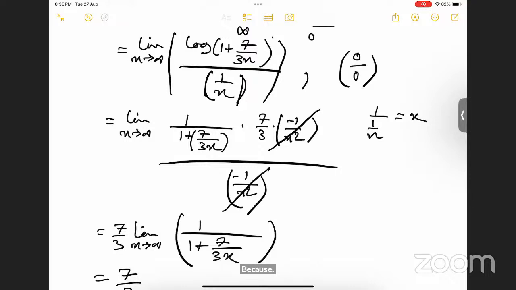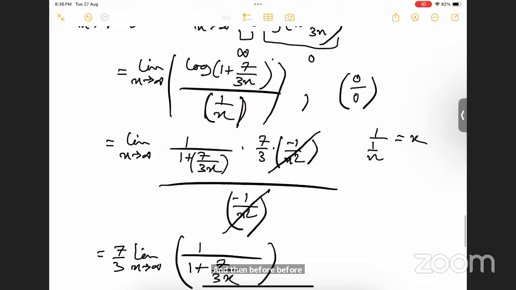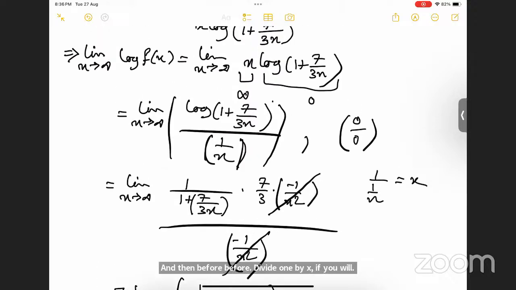Ma'am, before dividing to the power 1 by x, why can't we apply that f(x) into g(x) formula in that part? Because it's infinity into 0, right? Infinity into 0 is not a valid term. It is not a defined one, right?